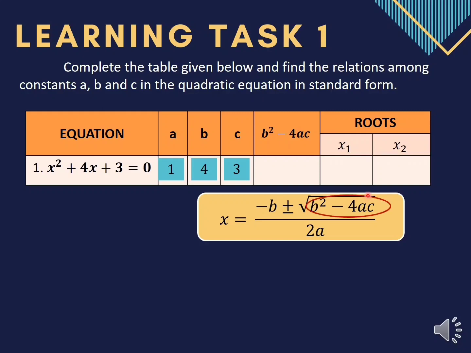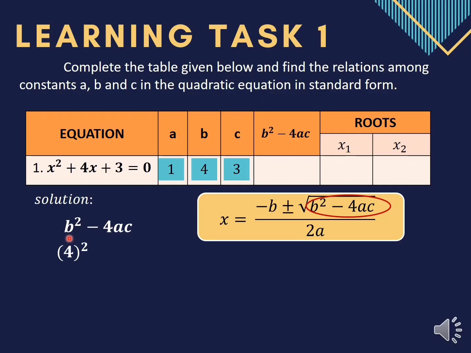Now, let us find the value of b squared minus 4ac. So how are we going to do that? We're going to substitute the values of a, b, and c to our formula b squared minus 4ac. What is the value of b? Okay, 4. So instead of writing b, we will write 4.